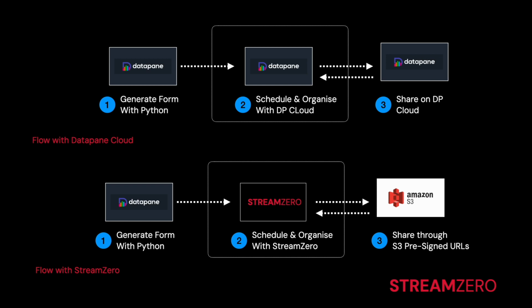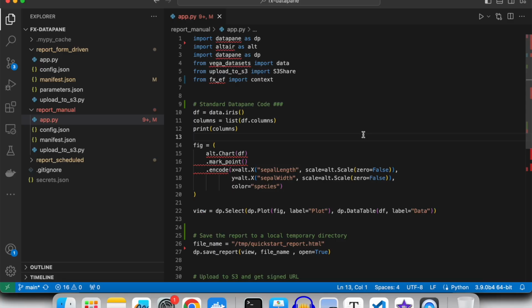The flow that we are implementing is different from what we use with Datapane. In the Datapane flow, we write code with Datapane and then schedule, organize, and share it using the Datapane cloud. Whereas with StreamZero, we are doing the scheduling and organization with the StreamZero platform, following which we upload the report on Amazon S3 and retrieve a pre-signed URL, which expires in a couple of days, and share this URL with our colleagues. Now let's take a look at the code.